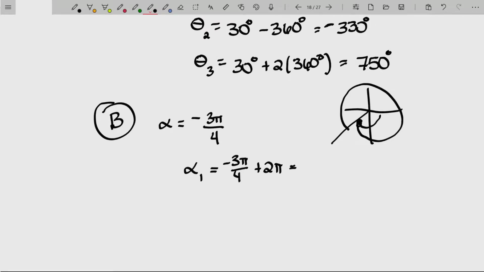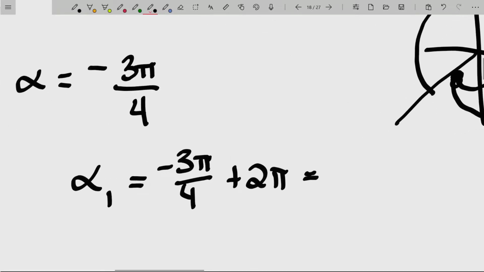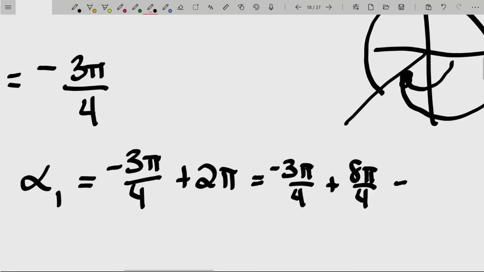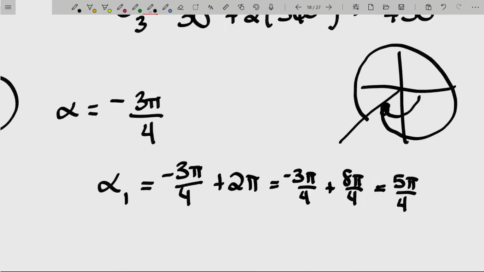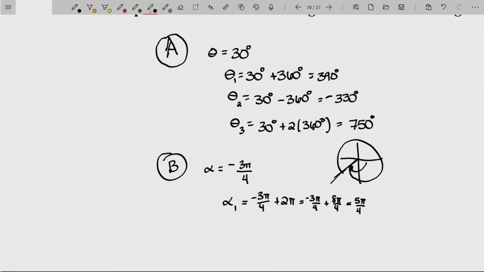Thing about radian measure is that you have to get common denominators. So the common denominator here is obviously 4. So this can be 8 pi over 4, and then you just add them up. So that'd be 5 pi over 4. And it turns out that is absolutely correct. If I want to land right here, I would rotate from the positive x-axis past 4 pi over 4 all the way to 5 pi over 4.